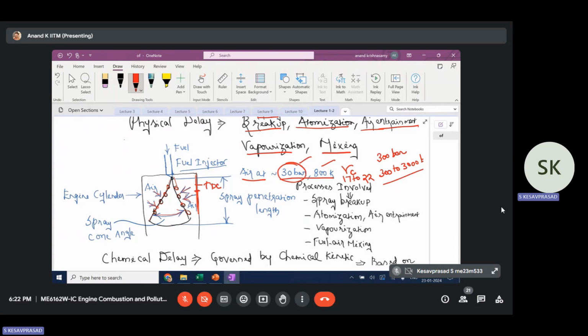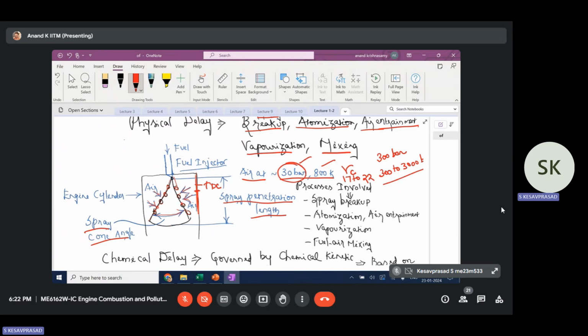When you talk about spray profile, there are two important macroscopic characteristics. One is called spray penetration length, which is the maximum distance traveled by the fuel spray. The other is called spray cone angle, which is the included angle between the outer boundaries of the spray. These two are called macroscopic spray characteristics: you have penetration length and you have cone angle.